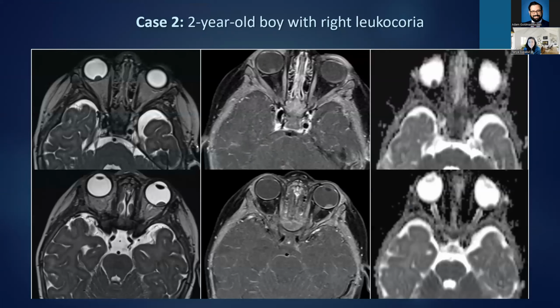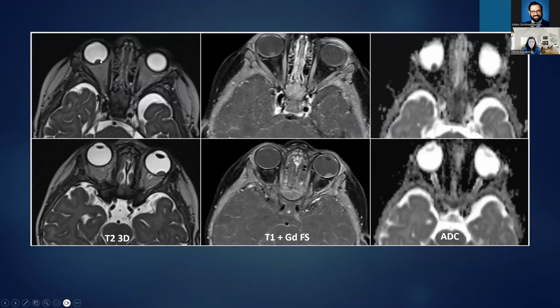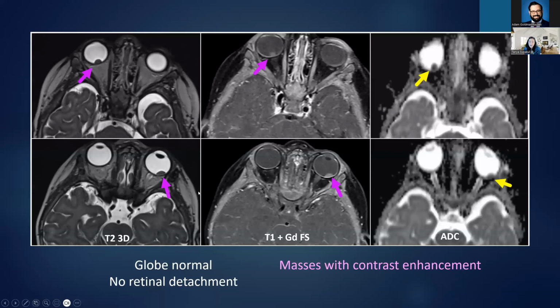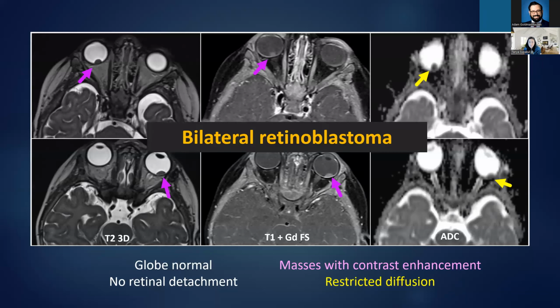So this is patient number 1, a 2-year-old with right leukocoria. On the physical examination, there's concern for something in the right globe, which these images confirm: we see the lesions in the right globe, with some contrast enhancement and also restricted diffusion. But our job is not done yet. We need to check for contralateral lesions, and it turns out that this patient also has another lesion in the left globe. So this patient has a bilateral retinoblastoma.